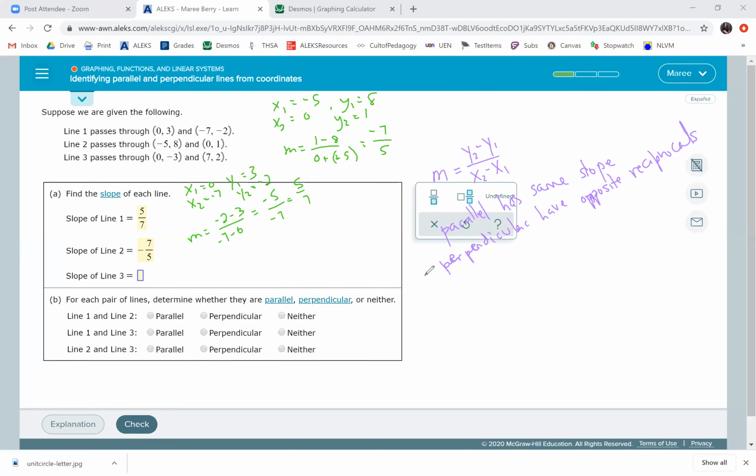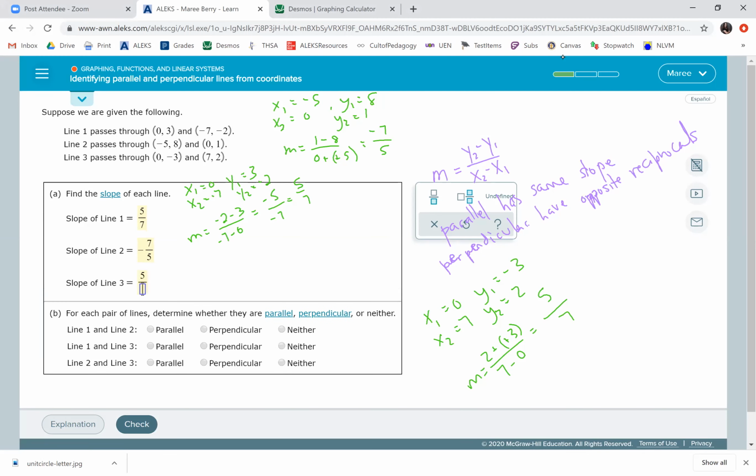Okay, let's look at line 3. I'm going to write down here, x sub 1 is 0, y sub 1 equals -3, x sub 2 equals 7, y sub 2 equals 2. So our slope, y sub 2, which is 2, minus y sub 1, which is -3, divided by x sub 2, which is 7, minus x sub 1, which is 0. Denominator 7, and the numerator is 5. So this is positive 5/7. So I can already see that line 1 and line 3 will be parallel.